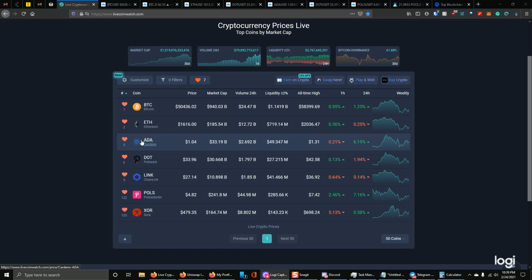Cardano and Polkadot are going to be the closest competitors to Ethereum. Okay, so that is going to take your risk down, comparatively speaking, to if you were getting into smaller caps like Polkastarter or XOR, right? And the reason I'm putting Polkastarter and XOR here is because I am fundamentally bullish on these two projects, okay? There could be two other projects that you are particularly bullish on.